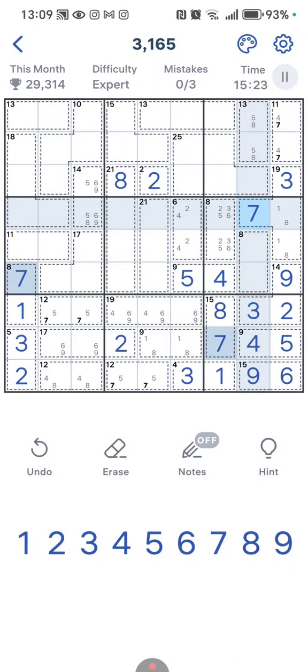And then we've got... So we're back to 2, 3, 5, and 6, except this can't be 3. So this has got to be 2 and 6. Okay, so what's next? 1. So 1 goes here.